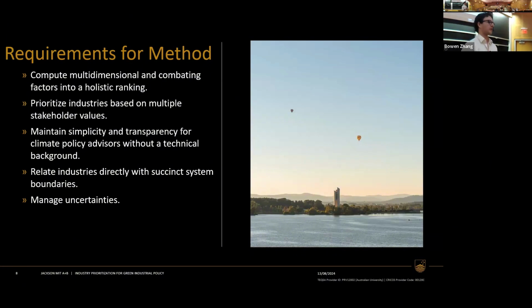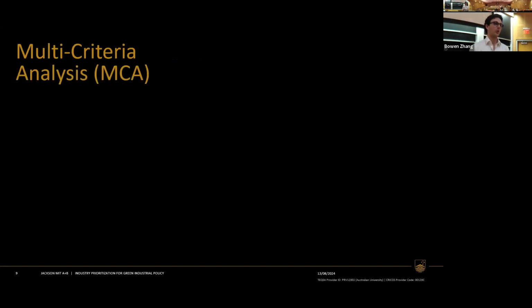It needs to be simple and transparent, for public dissemination of this knowledge, but also for understanding by climate advisors without a technical background, to be able to understand how we got to the final numbers. And also it needs to relate all the industries within succinct boundaries and to manage the uncertainties in the data that we're using. So what we ended up going with was a variation of multi-criteria analysis. I'm sure a lot of you have already seen or heard of this before, so I'll give a brief overview.